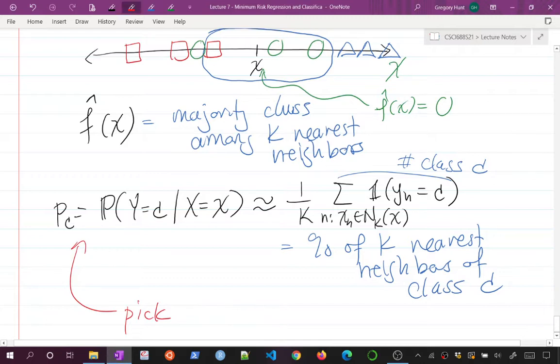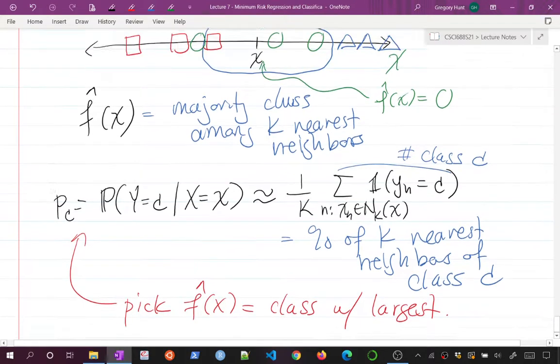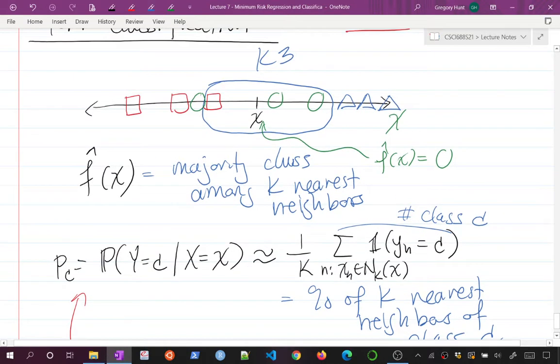Or I pick f hat of x equals the class with the largest. All right? But that's exactly what my Bayes classifier said to do. So you can interpret this KNN classifier as doing exactly that, approximating my class probabilities and then picking the one with the largest.